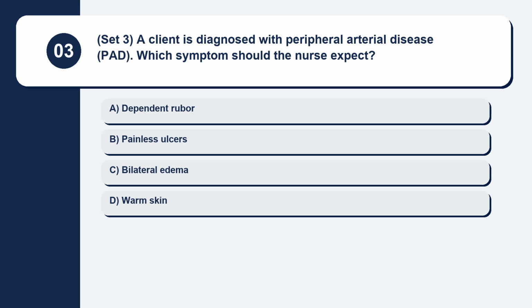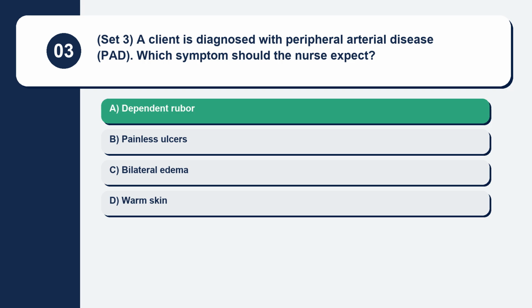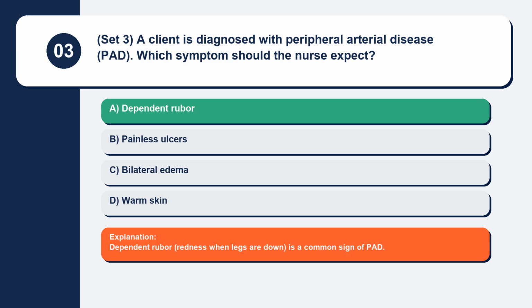Question 3. Set 3. A client is diagnosed with peripheral arterial disease, PAD. Which symptom should the nurse expect? Dependent rubor, painless ulcers, bilateral edema, warm skin. Dependent rubor, redness when legs are down, is a common sign of PAD.